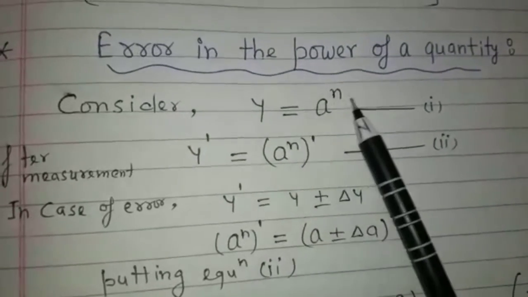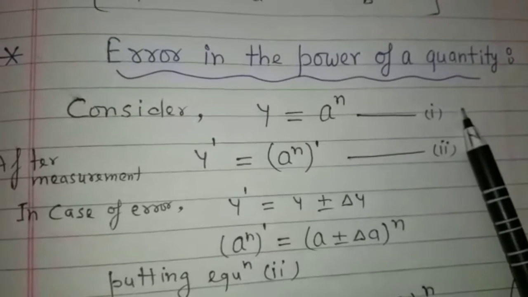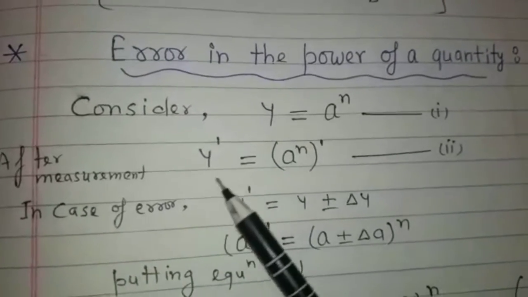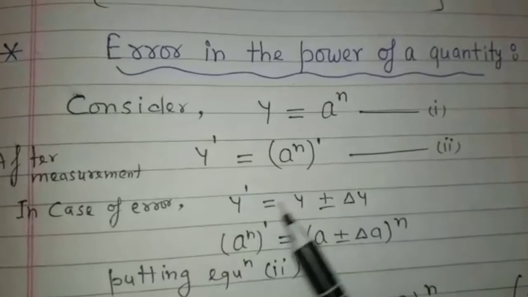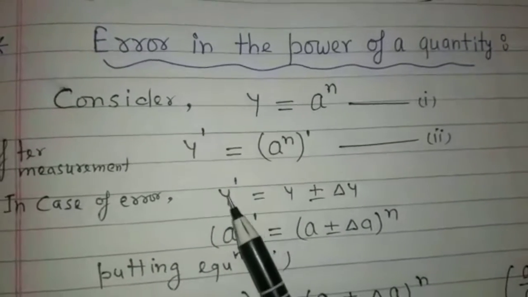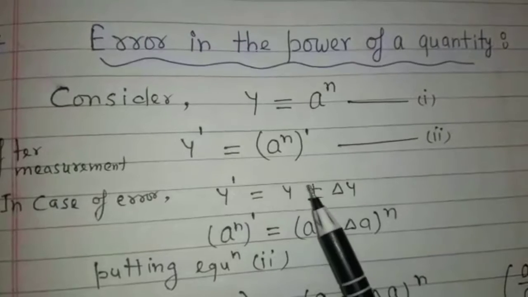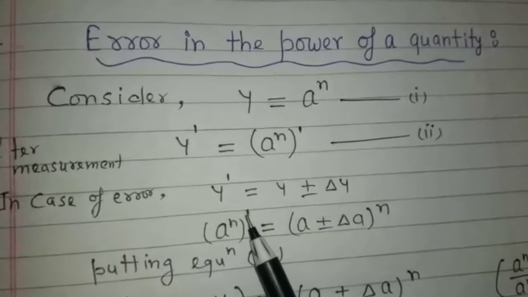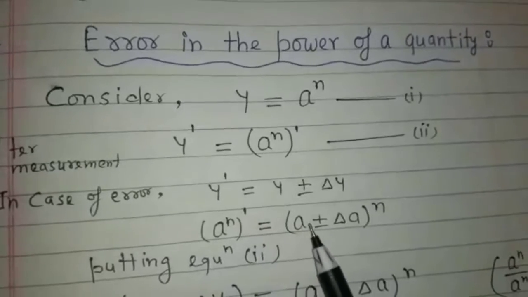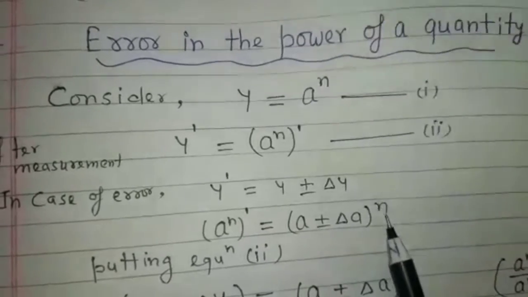Consider y is equal to a power n. Equation first. After measurement, y dash is equal to a dash power n. Equation second. In case of error, the value for y dash is equal to y plus minus delta y, and a dash is equal to a plus minus delta a, so y dash is equal to (a plus minus delta a) power n.